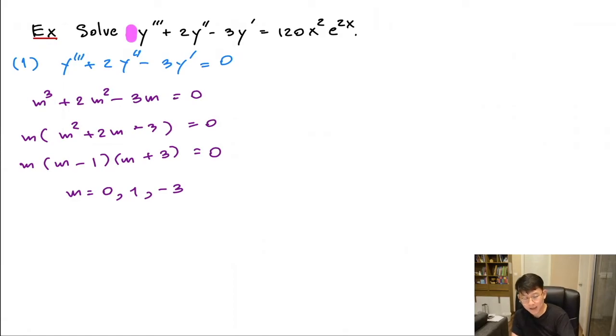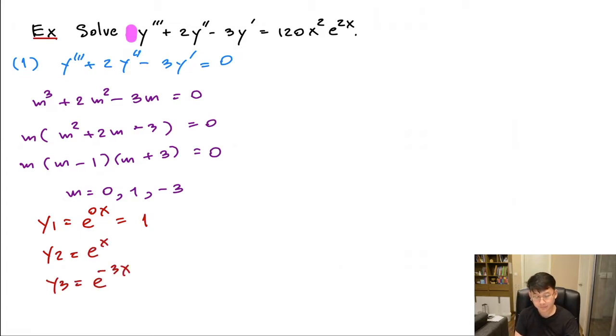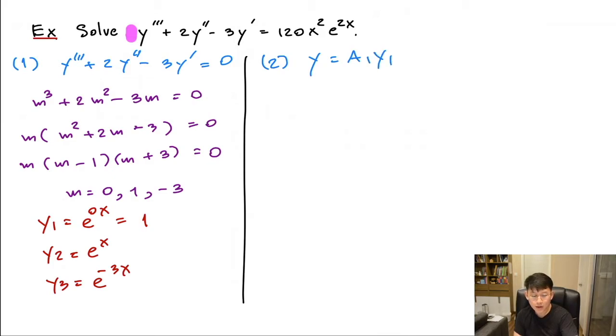So we have that y1 is e to the 0x, which is just 1, right? y2 is e to the x, and y3 is e to the minus 3x. Second, we know that y is actually a1 y1 plus a2 y2. In this case, you need to plus a3 y3. Okay, we have 3 y's.